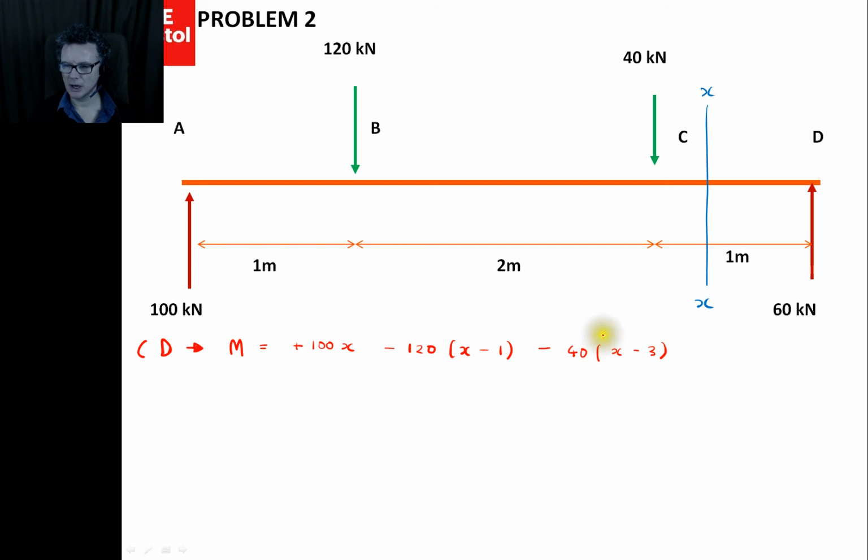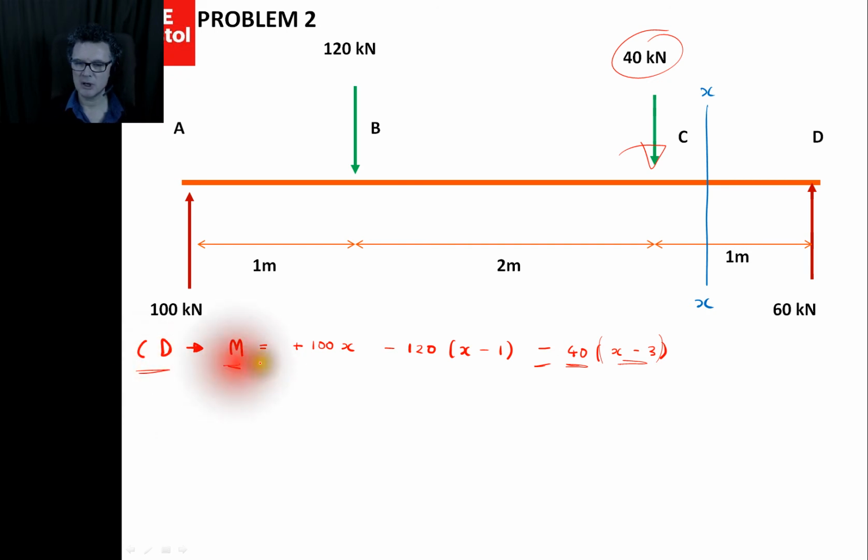So we'll open the bracket, we'll put x take away 3, close the bracket, that's giving me my distance. Now I'm going to look for my force, so that's going to be 40. Then I'm going to see which way it's going, downwards, so it's going to be my minus. So for my between C and D position, my M equation is going to be all of this stuff here.